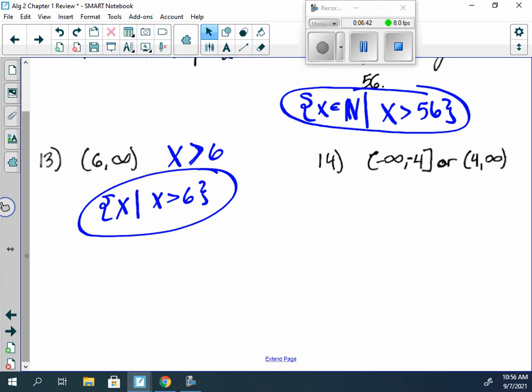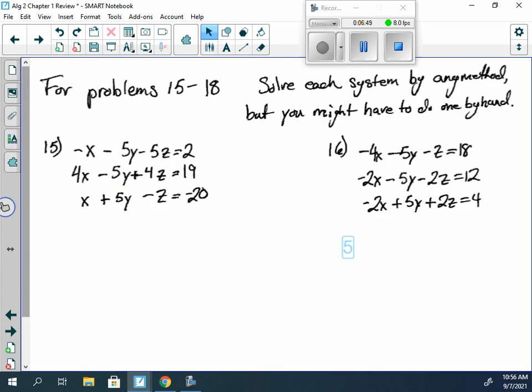Any other questions on this here? If we have time, we can come back to it. Any questions on 15 through 18?